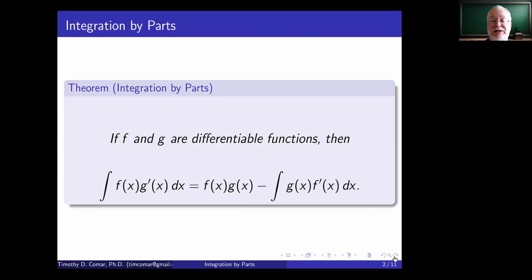First of all, the integration by parts rule over here. If f and g are differentiable functions, then the integral of f times the derivative of g is equal to the product of f times g minus the integral of g times the derivative of f.